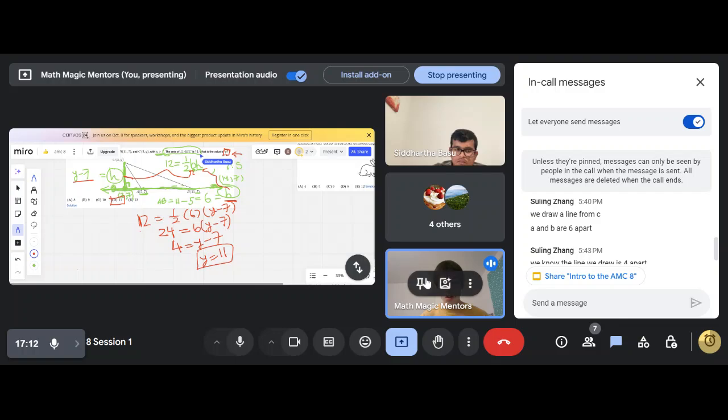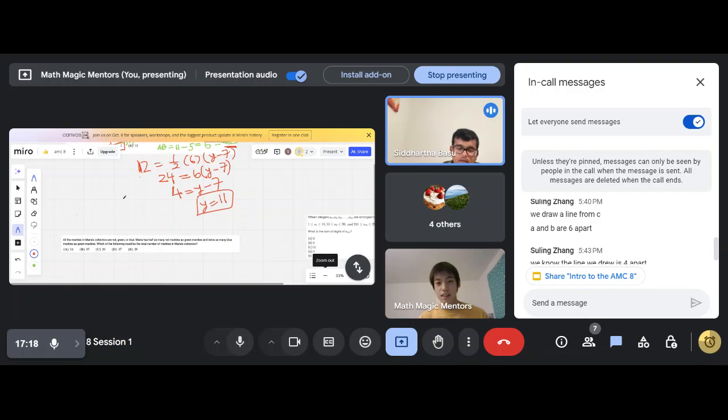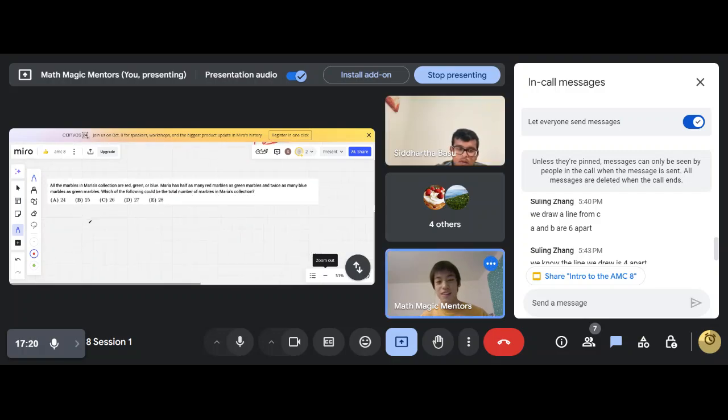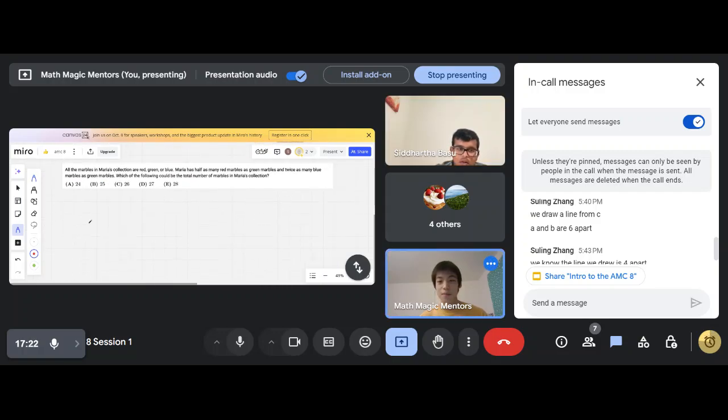Sid, you can share your screen now. You can just carry on with the same screen. It might be a little hard to scroll. That was what I was thinking. So we'll walk through this next one.